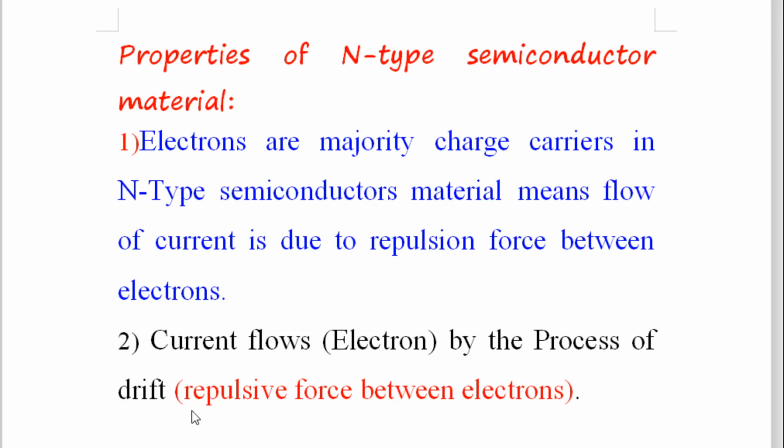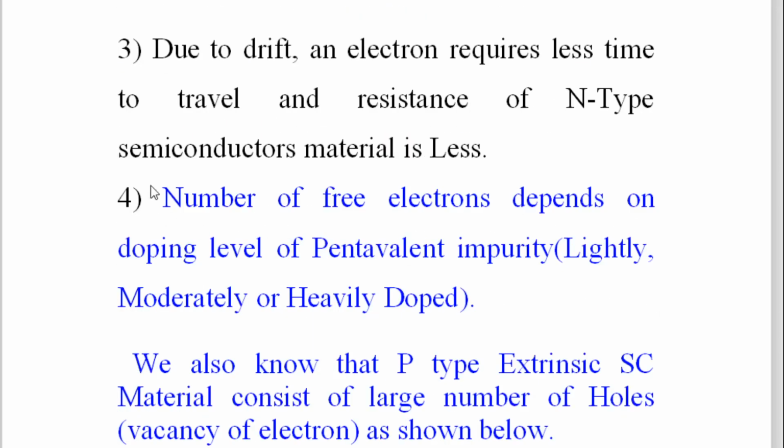And what is drift? Drift is nothing but repulsive force between electrons. Electrons are negatively charged particles. Two electrons repel each other. And when repulsion takes place, at that time electrons migrate from one location to another location, that is from the negative to the positive of the battery. Number third, due to drift, an electron requires less time to travel and the resistance of n-type semiconductor material is less. So this also we have revised in the first lecture.